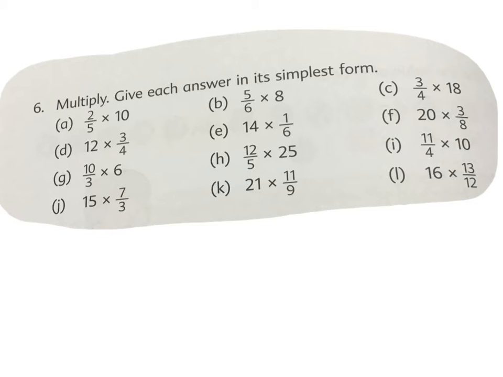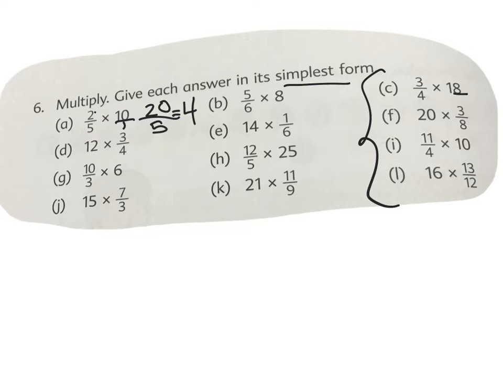All right, so multiplying fractions and putting them in the simplest form. 2/5 times 10. The whole number is 10 over 1. So 2 times 10 is 20, 5 times 1 equals 5. Can 5 go into 20 evenly? Yes, 4 times. We probably did those in class, so let's go to C, F, I, and L.